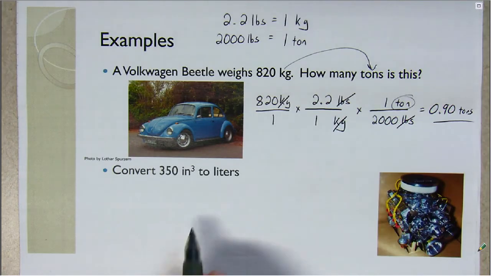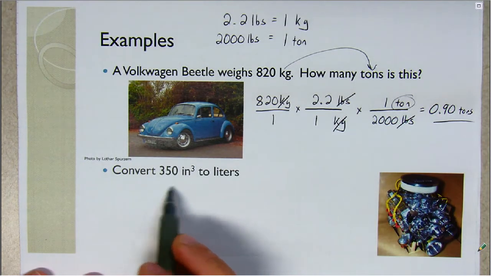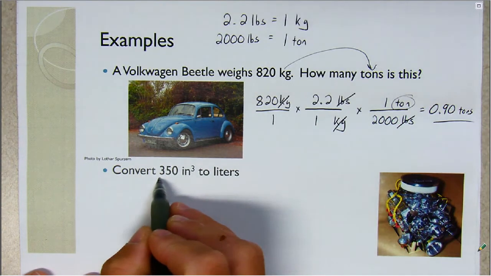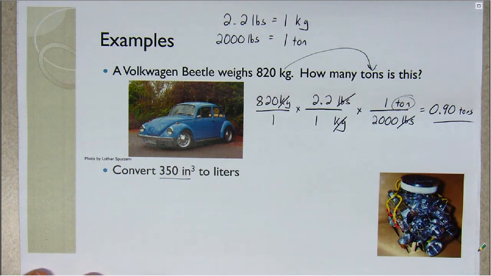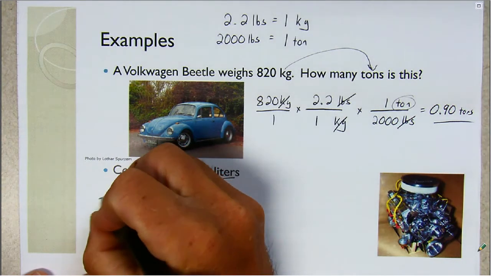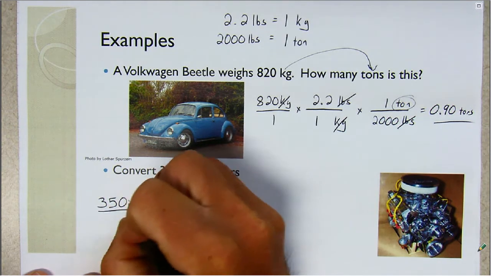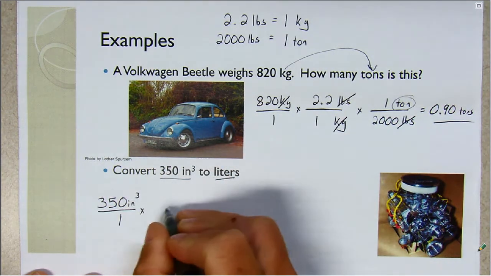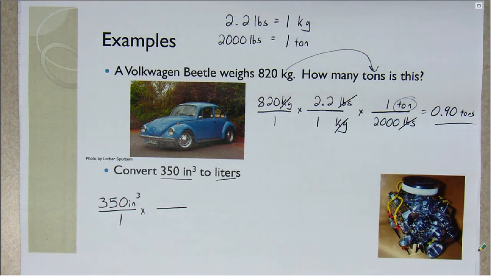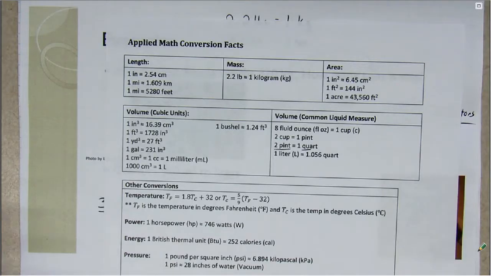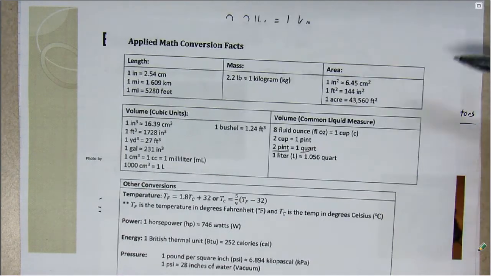One more. Engine displacements are one of the things that we'll use this for. Let's convert 350, that's a classic Chevrolet engine, into liters. If you're a General Motors person, you might already know what this is going to turn out to be. 350 cubic inches. How can we get from cubic inches to liters, though? Let's take a look at our conversion sheet. It's not always clear what sequence to use, but here's what we're going to do.